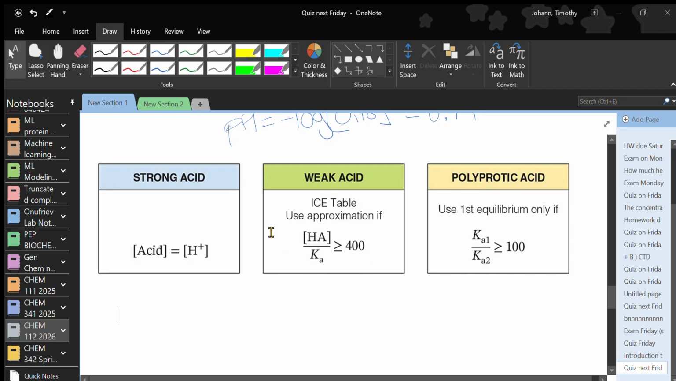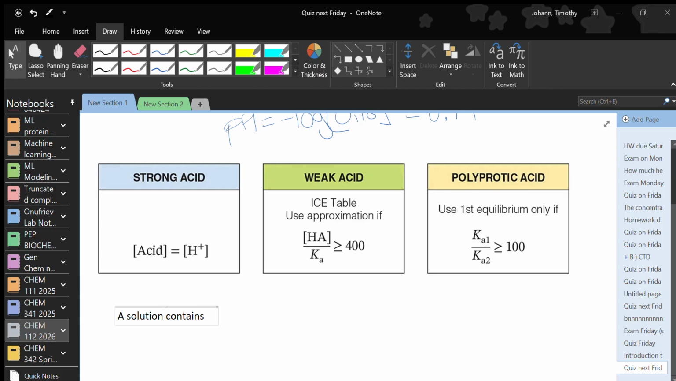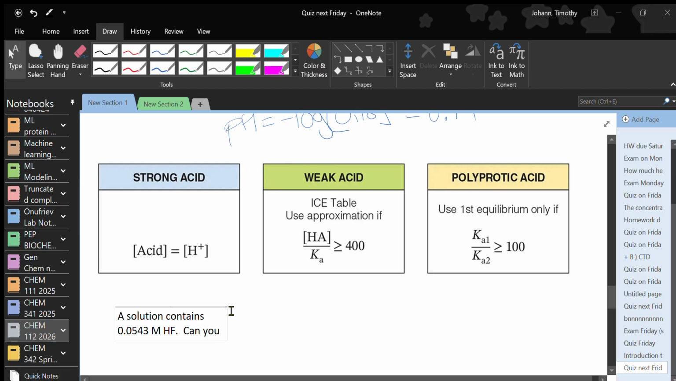Okay, so then I've removed having to do the quadratic formula or make this decision, but let's do a test. I could ask you about whether you needed to use it or not. Okay. So a solution contains, let's go ahead and use hydrofluoric acid. So let's go with 0.0543 molar hydrofluoric acid. Can you use the simplifying assumption in determining the pH?